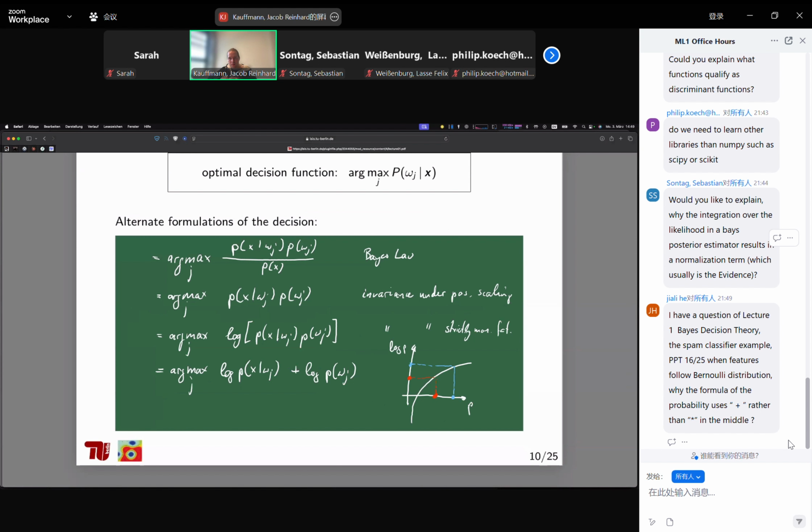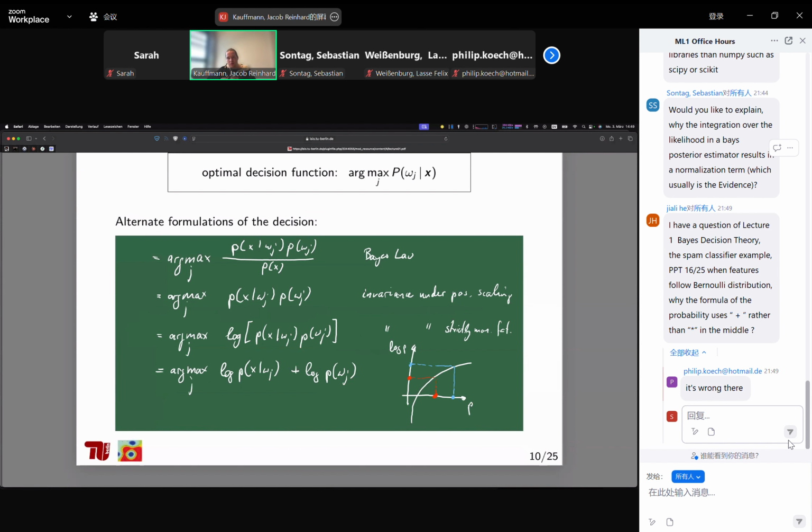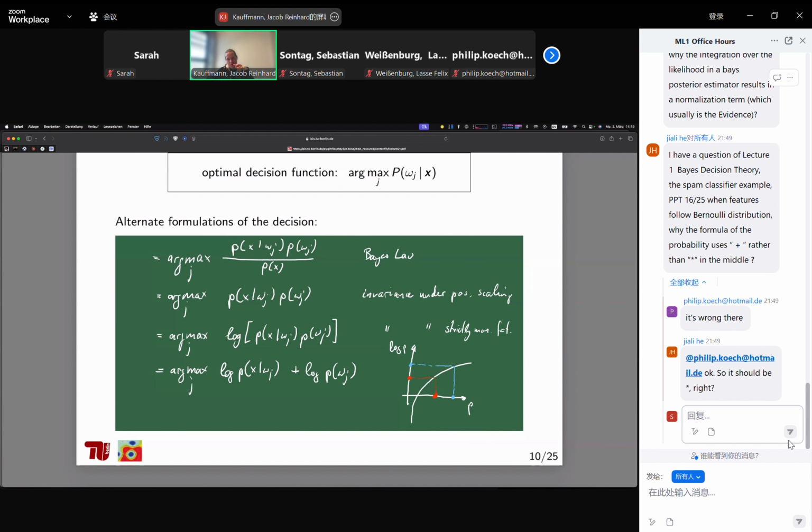Do we need to learn other libraries than NumPy, such as SciPy or scikit-learn? Okay, so let's say if something is requested that is not NumPy, then you will get a bit of documentation, the documentation page for the respective function. But typically NumPy is all you need for the exam.